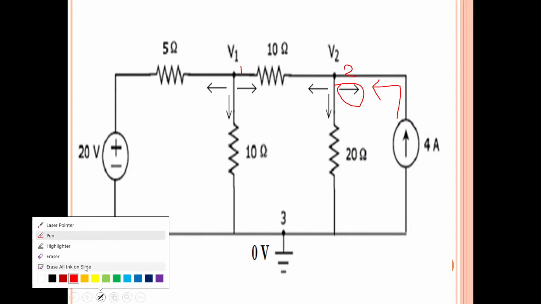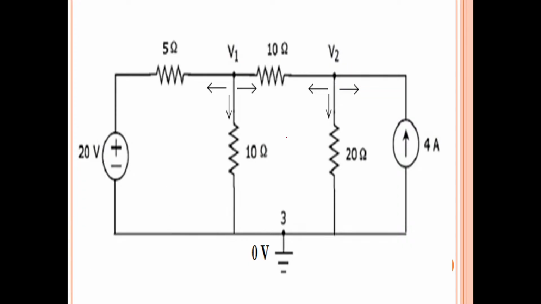Okay, so these are just assumed directions. Whatever current direction we assume, when you calculate the currents, if the current value comes out negative, that means the assumed direction is opposite to the actual current flow direction in the given circuit. The actual current flow direction in this branch is this, and in this branch is this, but I have assumed the opposite direction. So assumptions are our wish.